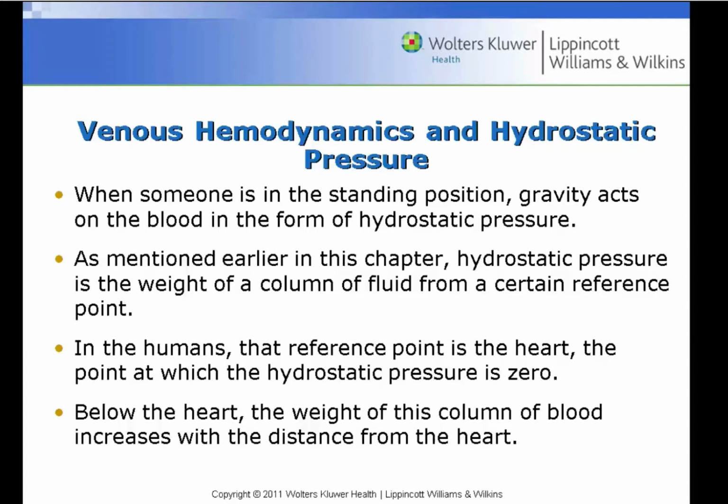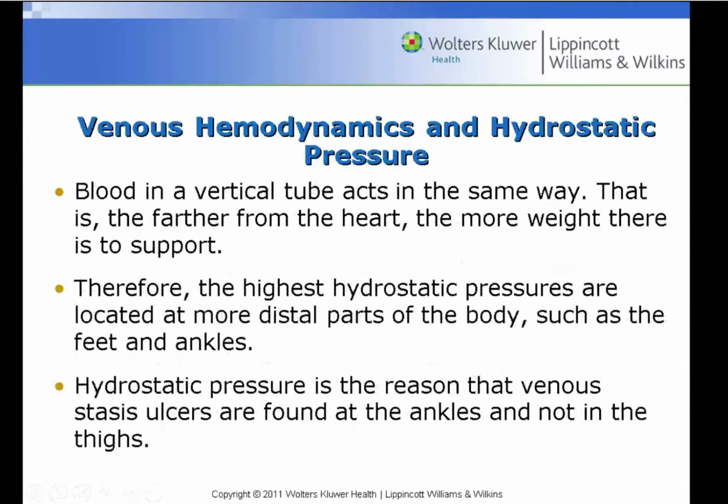Looking at table 4-14, mechanism of venous return to the heart, it talks about the different types of mechanisms and gives a nice explanation of how we get blood back to the heart for the circulation to then go into the arterial side again and keep the blood pumping through the body. But hydrostatic pressure is the reason that venous stasis ulcers are found in the ankles and not in the thighs.